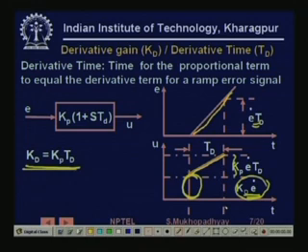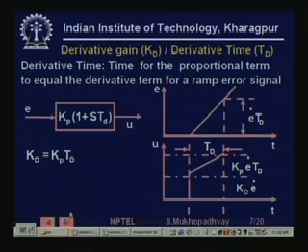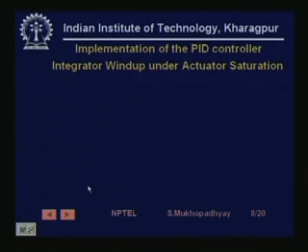So this is the derivative time, the time after which the proportional action will repeat the derivative action. So that explains the meaning of the term derivative time. Now we come to the implementation of the PID controller.